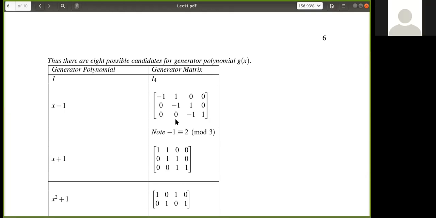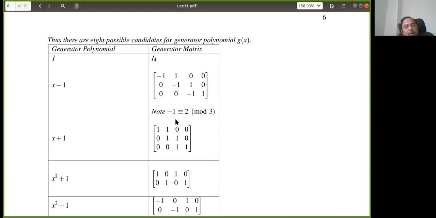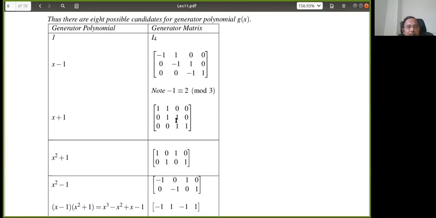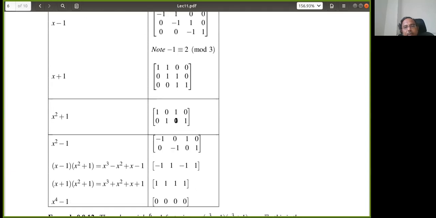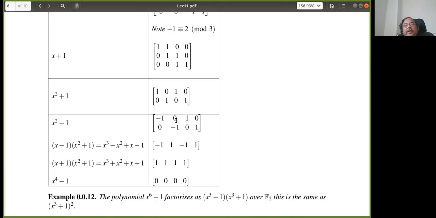Yes, sir. What is the generator matrix for x plus 1? So 1, 1, 0, 0, then cyclic shift, cyclic shift. Done. What is the generator matrix for x square plus 1? 1, 0, 1, 0, then 0, 1, 0, 1. Right? So x square minus 1. So x cube minus x square plus x minus 1. So these are the things.